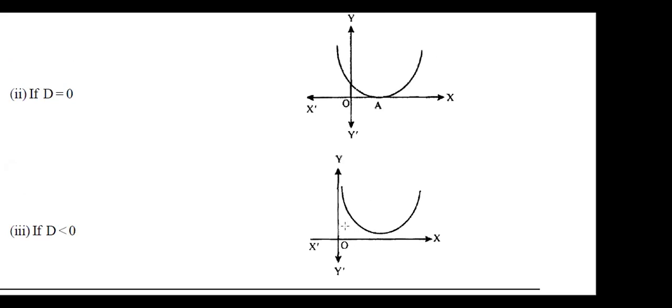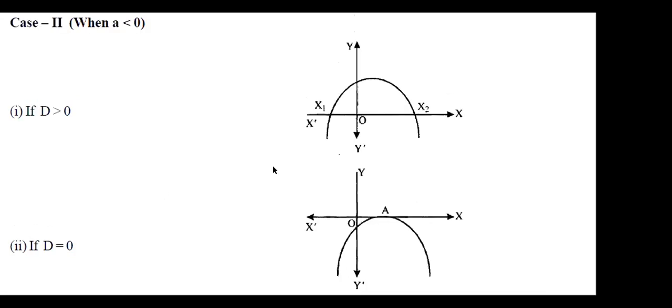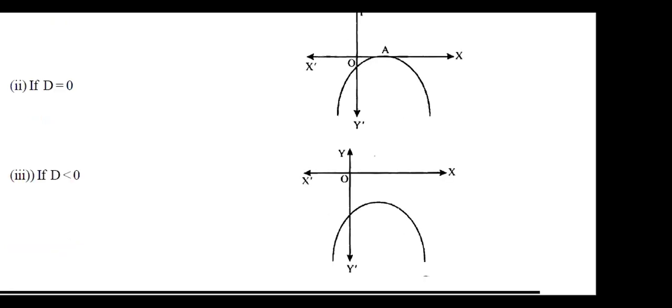And in this case, when D is less than 0, the number of real roots is 0. Very good. And in the same way, when a is less than 0, everything will be the same. It will be just concave down. In this case also 2 roots. Now in this case, the point minus b by 2a will give you maxima or minima? Maxima, right? In this case, it will give you maxima.